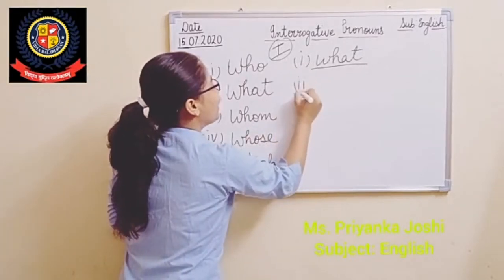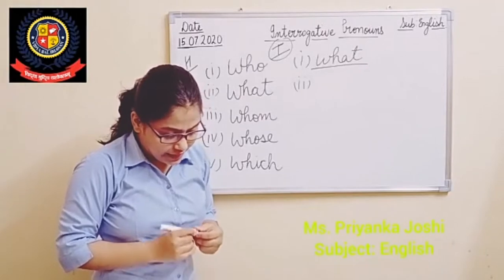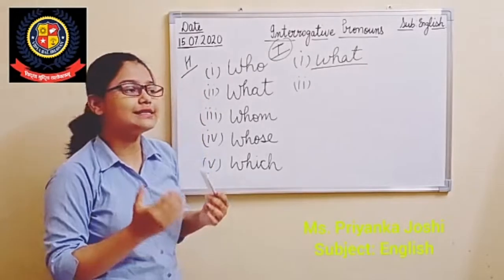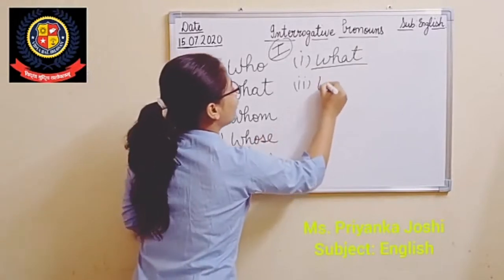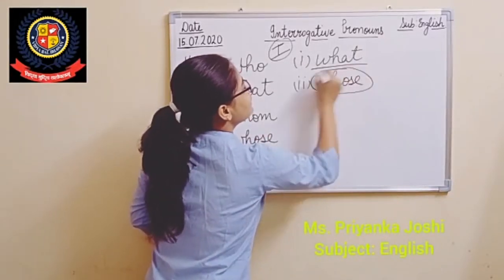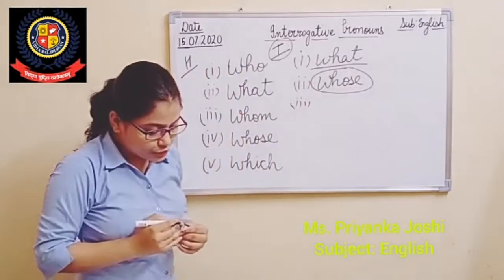Come to the second one. Second one here is, whose was the bag left in the school bus? Whose here is simply an interrogative pronoun. So you will circle it. Is it clear?